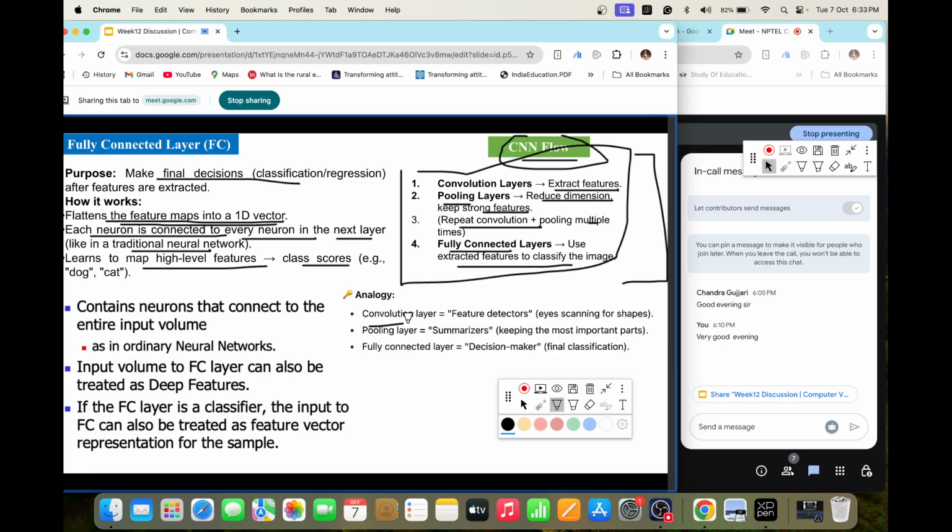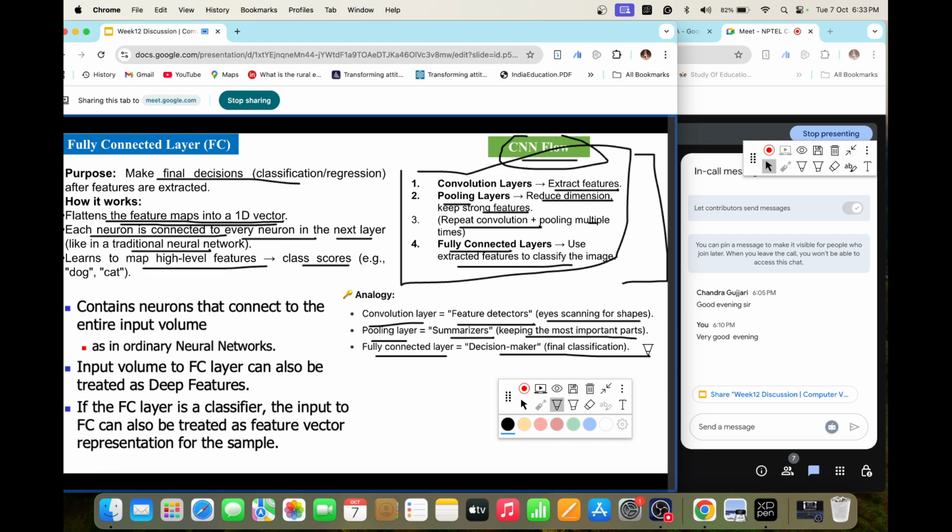So this is the analogy. The convolution layer is just a feature detector, an eye for scanning shapes. The pooling layer summarizes, keeping the most important parts, and the last fully connected layer is the decision maker. So this is regarding the whole CNN.